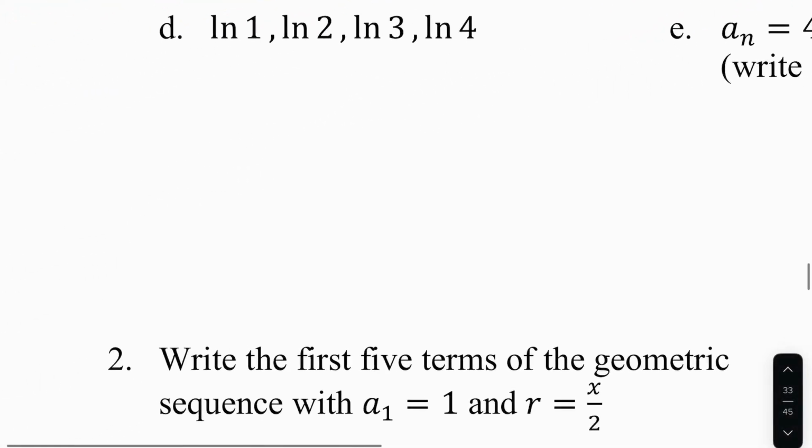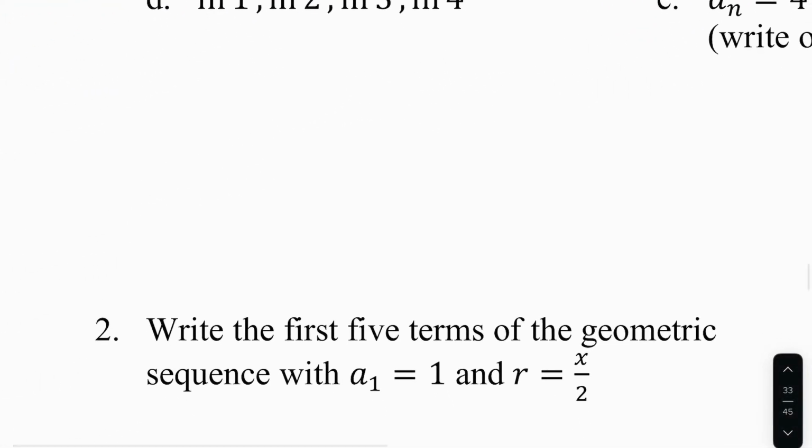Well, what about this next one? We have natural log of 1, natural log of 2, natural log of 3, and natural log of 4, which, yes, there's a pattern. You're just adding 1 to each of the arguments. However, mathematically, there is nothing that we could add, subtract, multiply, or even divide to just increase the argument by 1. So this is neither.